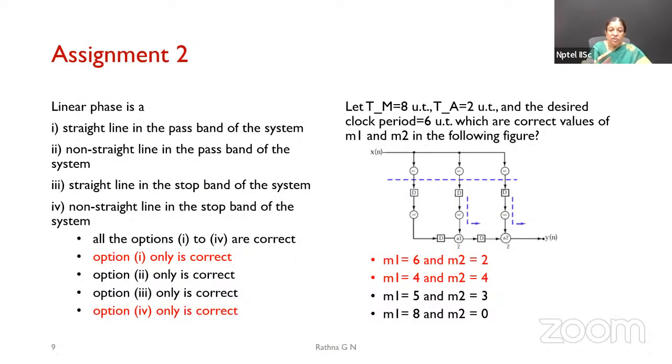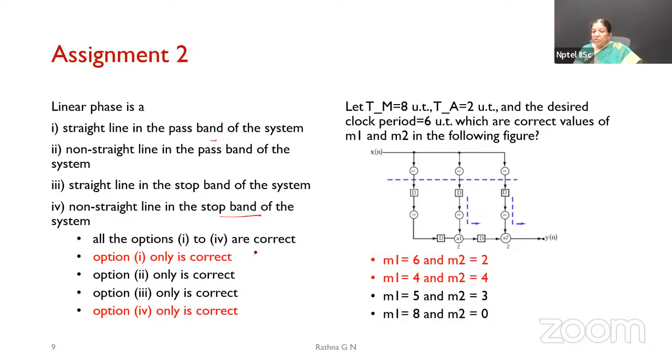Continuing, we said that linear phase is usually a straight line in the passband of the system. And then we can have the answer that it is a non-straight line in the stop band of the system. We are not bothered about what kind of line we have in the stop band, but truly we want a straight line in the pass band. So these 2 answers are correct. We have discarded the other options, so options 1 and 4 are the correct answers.